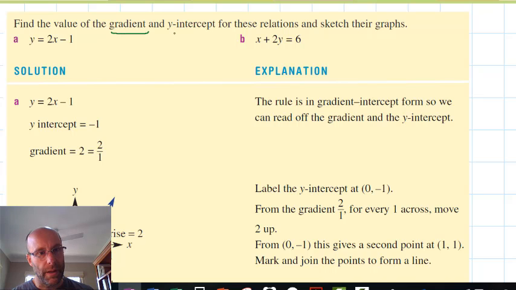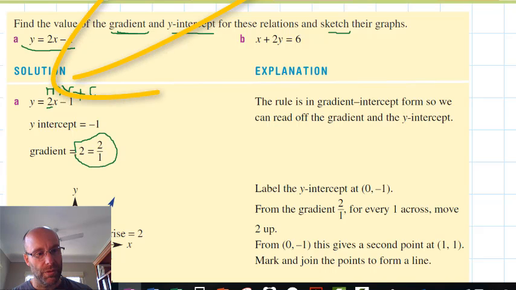First example we'll show you is find the value of the gradient and the y-intercept and then sketch their graphs. So we've got 3 things to do. We've got to identify the gradient first, and if we're given this equation, well, if you paid attention earlier on, gradient is m. So this is mx plus c, so y equals mx plus c. We've got m is clearly 2, so the gradient is 2, which we can write as 2 over 1. You think, why would I do that?